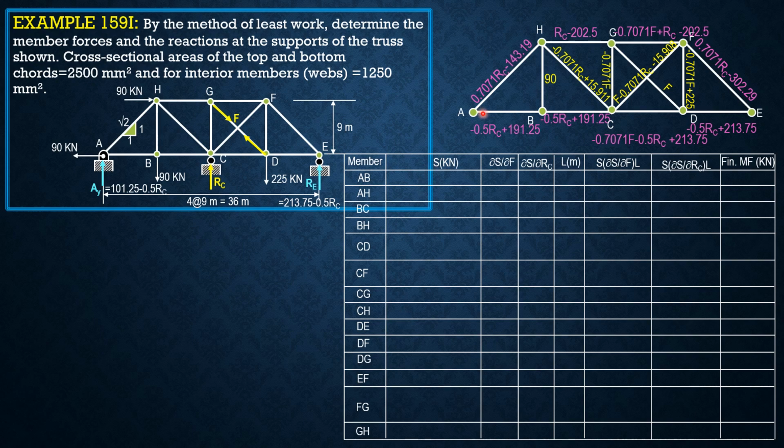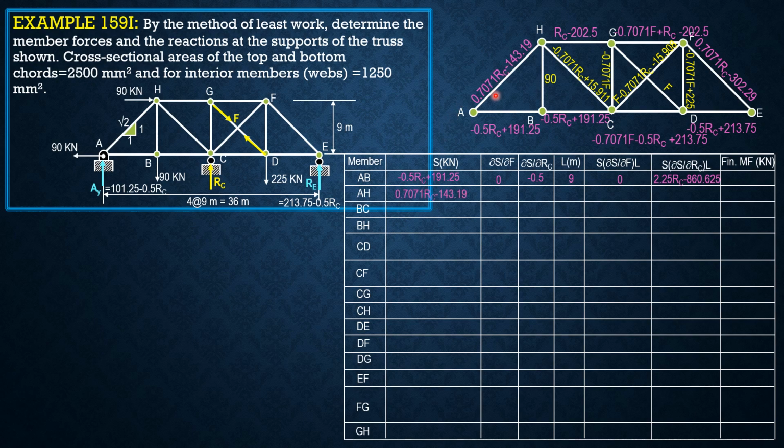So first for AB, negative 0.5 R sub C plus 191.25. Partial derivative with respect to F is 0. Then with respect to RC, negative 0.5. The length of AB is 9. Then 0 here. The product S, partial of S with respect to R sub C times length here, is 2.25 RC minus 860.625.